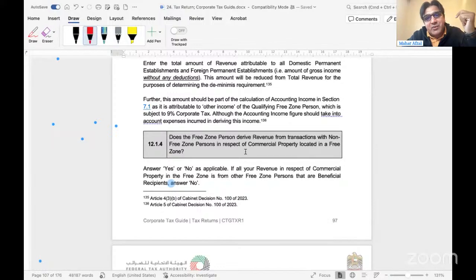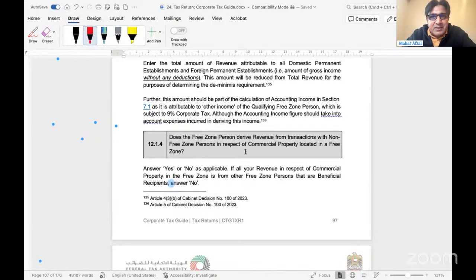What are those questions that were discussed earlier? Property should be within the free zone. It should be a commercial property. Property is not being used for residential living purpose. Transaction is being made with another free zone person. I think these are the conditions. Based upon this, if you are putting all yes, the system will automatically say, okay, this is the qualifying income.